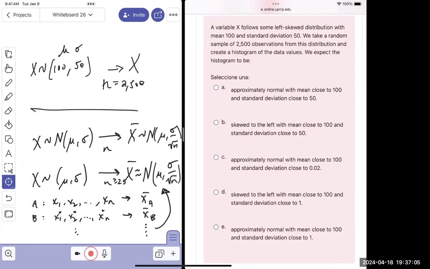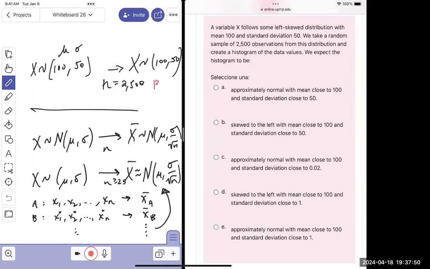That's what we learned. We didn't talk about taking a distribution and just taking a sample of the distribution because we already know what to expect. This will look the same. It won't have changed. It's a trick question because I didn't say anything about taking the sample means or the histogram of the sample mean. I just said take 2,500 observations. So approximately normal, no. Left skewed, mean close to 100 and standard deviation close to 50. What do you think? I think that's the answer.